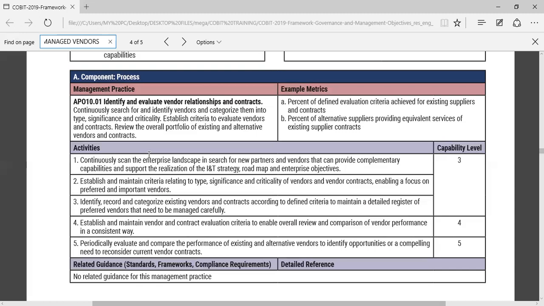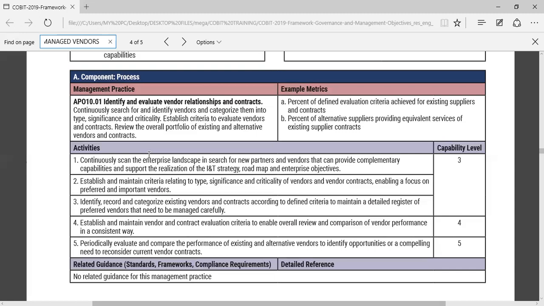Number 3, identify, record, and categorize existing vendors and contracts according to defined criteria to maintain a detailed register of preferred vendors that need to be managed carefully. So this is still talking about your vendor pool. You need to have a record. Do you have a record of your existing current contracts and current vendors? Do you have a pool for that? If we ask your contract manager or head of IT, just how many IT contracts are running right now, can we have a figure? Can we have a number?